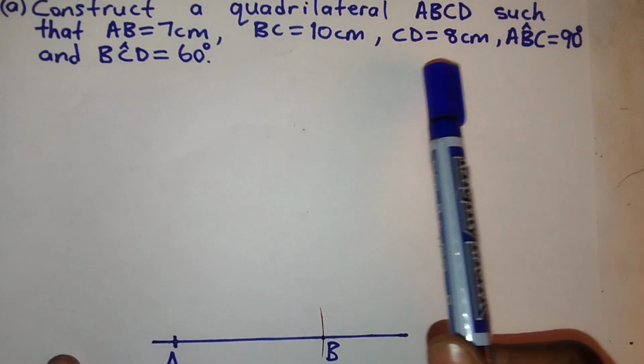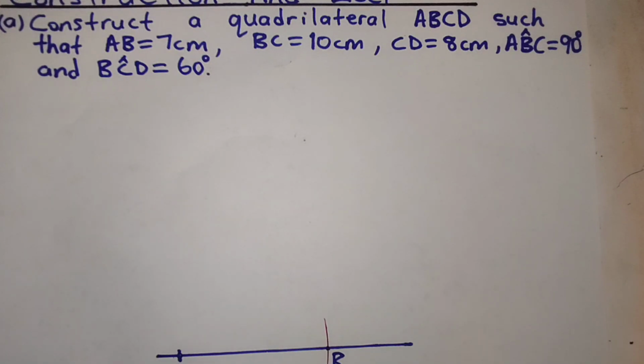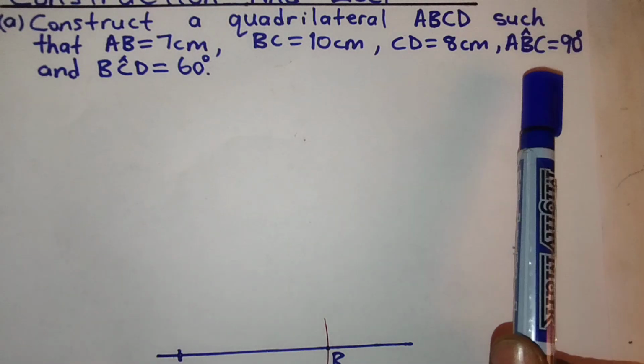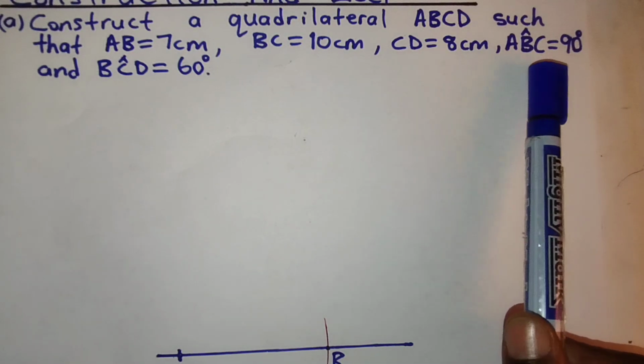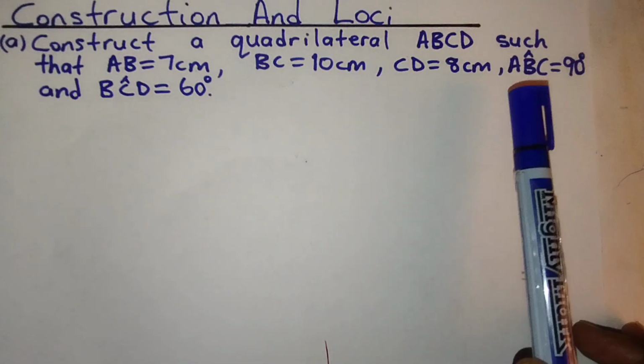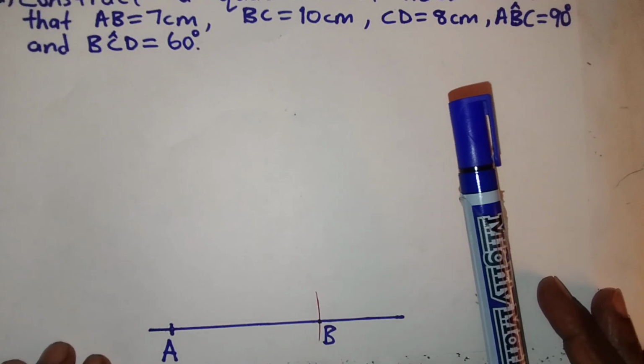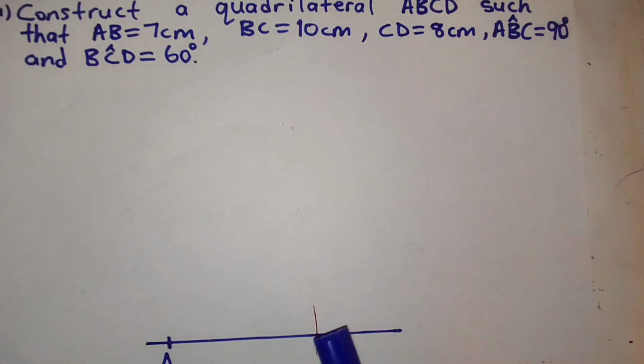Now, before I show the positions of BC and CD, I've realized it is convenient to first construct an angle. So I'll start by constructing the angle ABC, which is equal to 90 degrees. It means the angle of 90 degrees is at B here. So I want to construct an angle of 90 degrees at B.